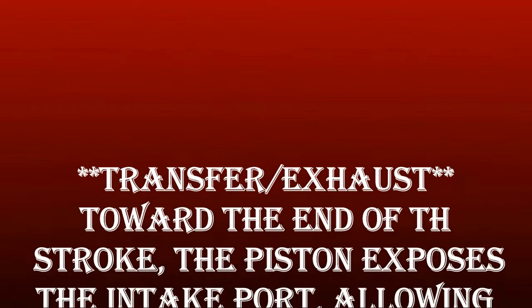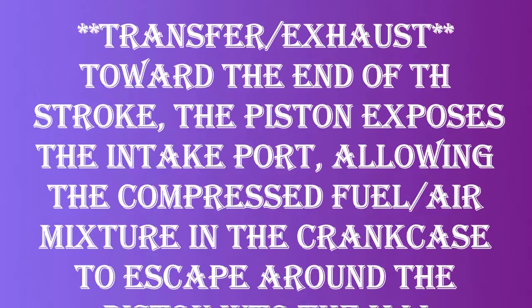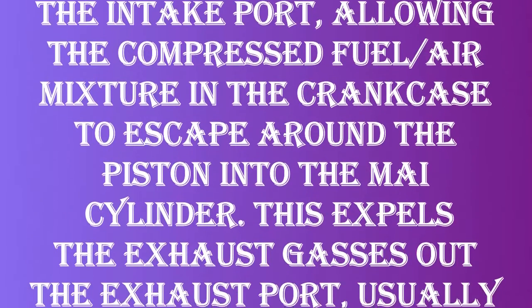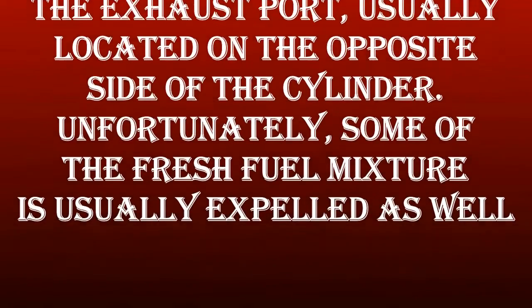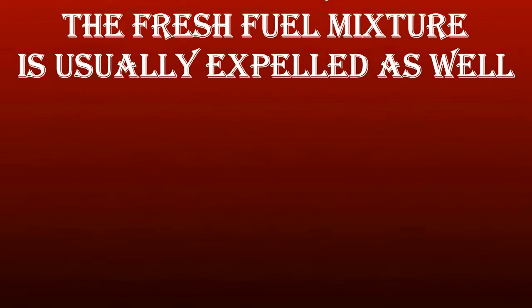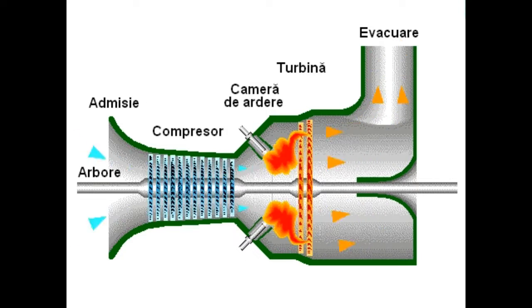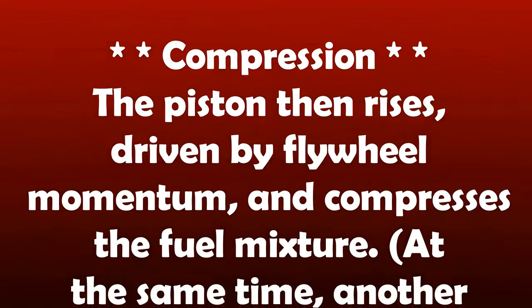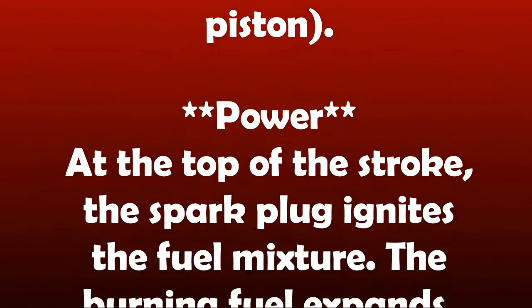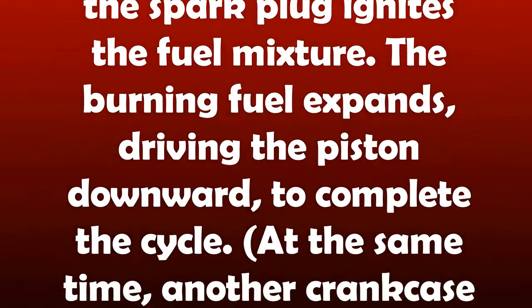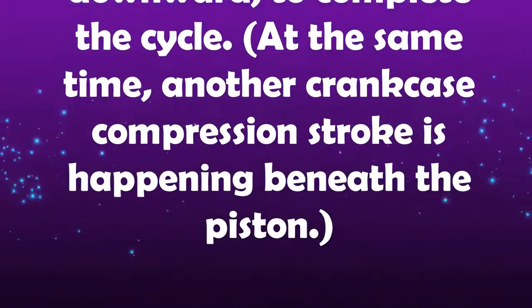Transfer/exhaust. Toward the end of the stroke, the piston exposes the intake port, allowing the compressed fuel/air mixture in the crankcase to escape around the piston into the main cylinder. This expels the exhaust gases out the exhaust port, usually located on the opposite side of the cylinder. Unfortunately, some of the fresh fuel mixture is usually expelled as well. Compression. The piston then rises, driven by flywheel momentum, and compresses the fuel mixture.